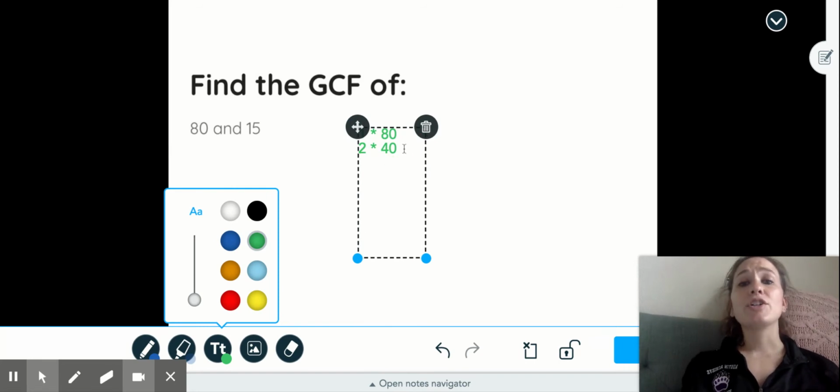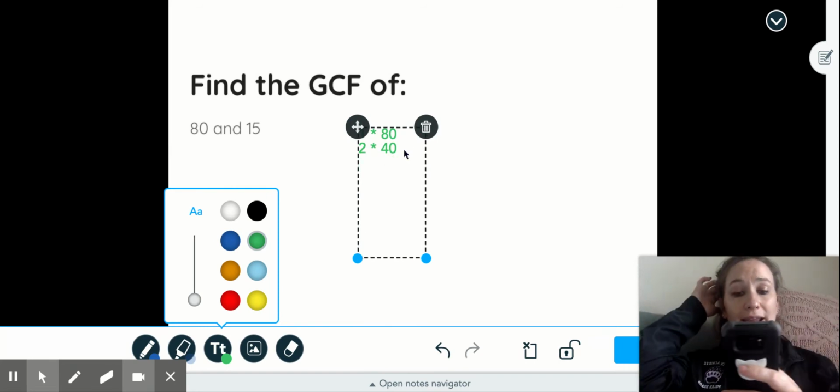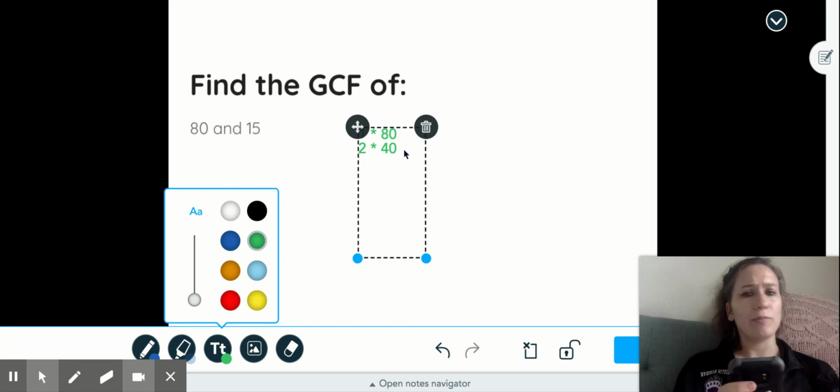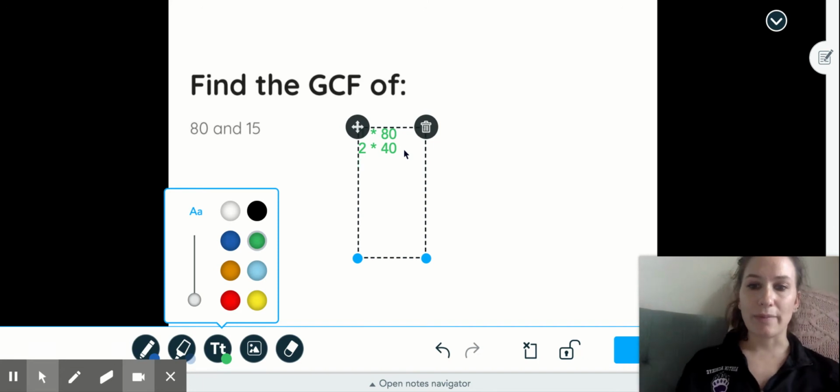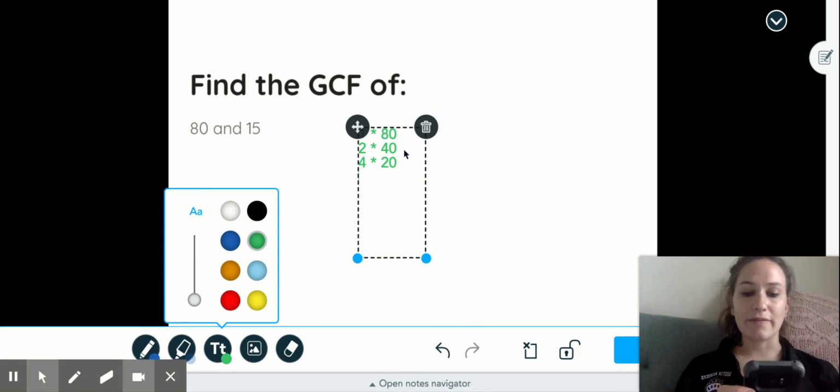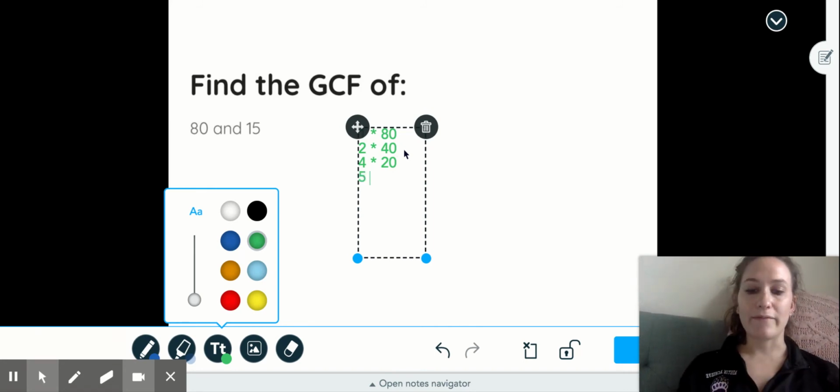Okay, shift, enter. I'm going to try 3. 80 divided by 3. Oh, I got a decimal. That's not a factor. Okay, how about 80 divided by 4? Oh, I got 20. So that means 4 times 20. Okay, next, 80 divided by 5. Okay, I got 5 times 16. I'm going to keep going.